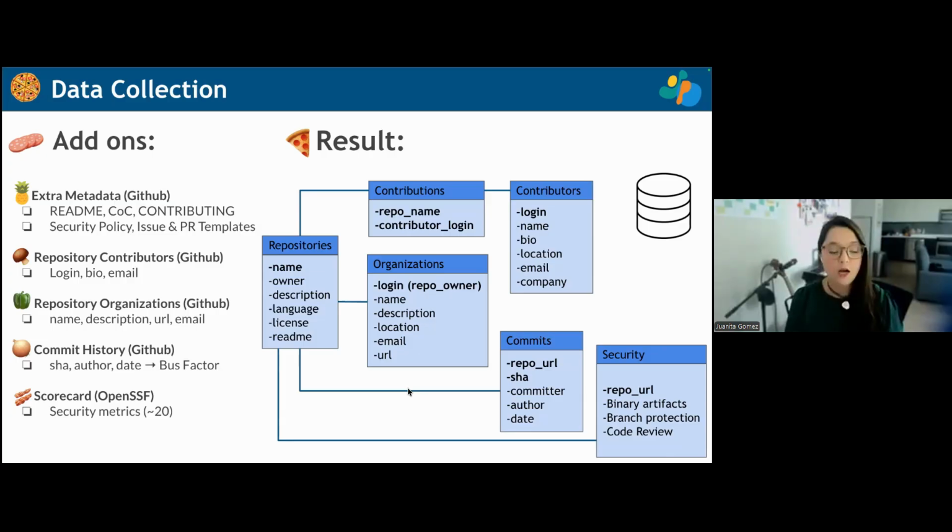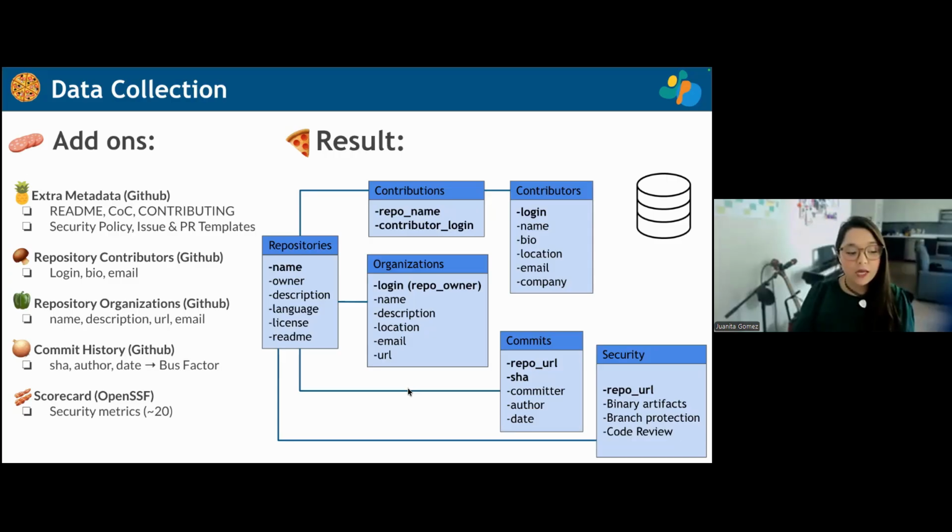I collected information on the commit history, so things like the author and the date for the commits. This was specifically because I was interested in computing the bus factor for some of these repositories. If you don't know what the bus factor is, it's basically a risk indicator that measures how many people within a project have to get run over by a bus for the project to fail. So this is basically just a risk measurement.